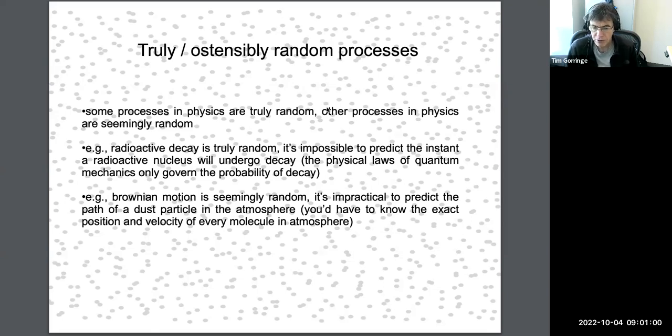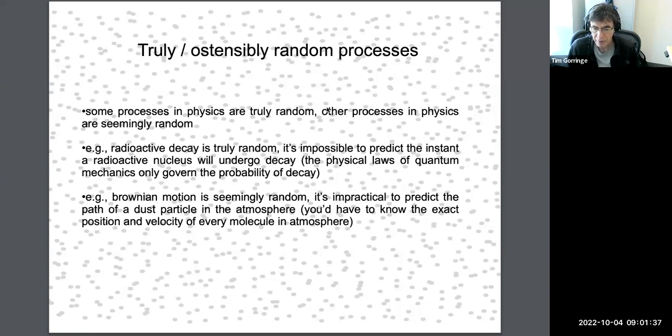Just as an example of something that's truly random, radioactive decay is truly random. It's impossible to predict the time of the decay of a radioactive nucleus. The laws of physics, the laws of quantum mechanics, don't allow you to predict the time of decay of a radioactive nucleus. You can only predict the probability of decay of a radioactive nucleus. So that's an example of something that's truly random.